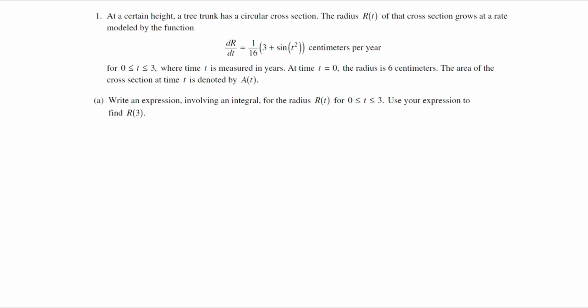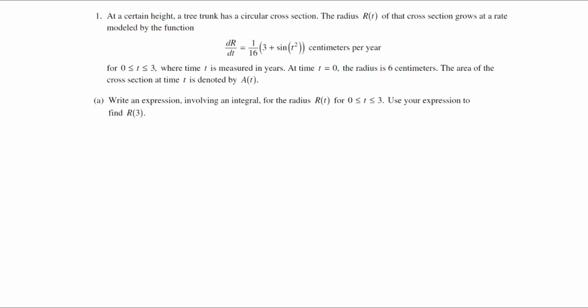All right, this is question number 1 from the 2009 Form B of the AP Calculus AB exam. This is a rate FRQ. We are given the radius, capital R of t, of a cross-section of a tree that has circular cross-sections. We're saying it's growing at a rate modeled by the function dr dt is 1/16 of 3 plus sine of t squared centimeters per year for 0 to 3. And we know that at t equals 0, the radius is 6. And we're going to denote here that our area of the cross-section is A of t.